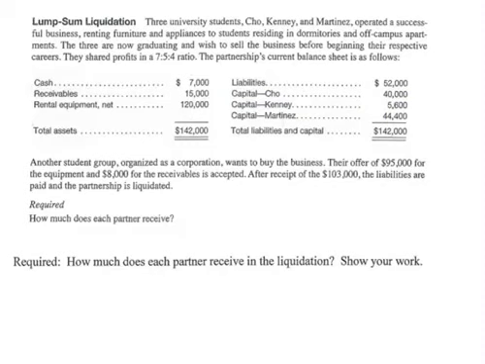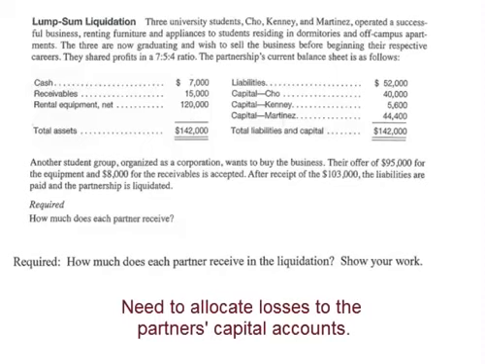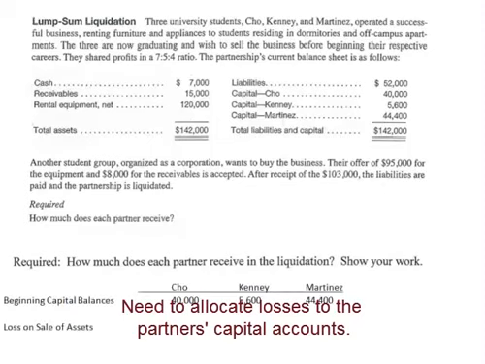Why does each person get less? Because the receivables are sold at less than their basis. That's going to generate a loss. The equipment is sold at less than its basis. That's going to generate a loss. So those losses need to be allocated to the partners' capital accounts according to their profit and loss sharing ratios.